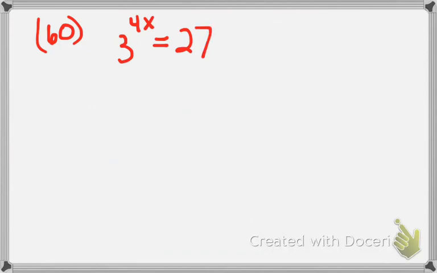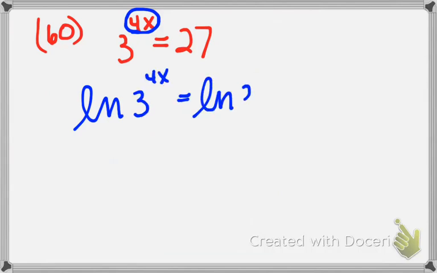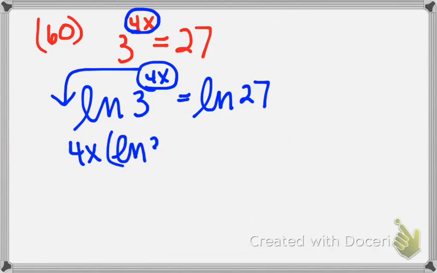Problem number 60. We're going to work this the same way we worked problem number 58. So we have 3 to the 4x power equals 27. And the problem that I have is that I want to get to that x, but it's in the exponent. So I have to use a logarithm to get it out of the exponent. So I'm going to start off by using ln on both sides. You may remember or you may not remember, but ln stands for natural log. Now that it's a logarithm, I can move the 4x to the front. So it makes it 4x times ln 3.